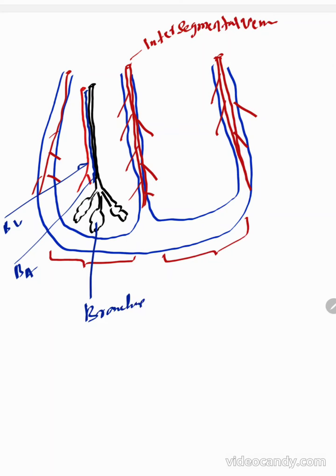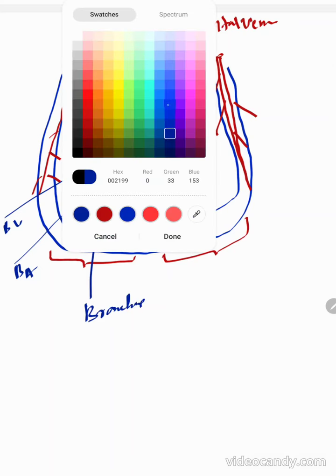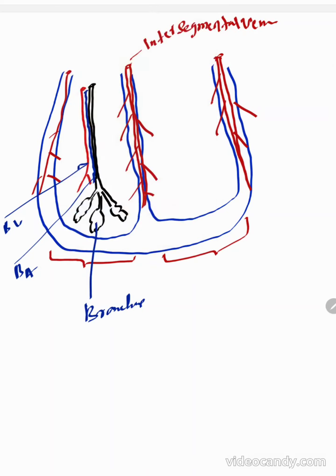In addition, we are having one more structure, that is the pulmonary artery. We have a pulmonary artery over there. Here is the pulmonary artery. It supplies this. The same structure is present over here also. Whatever structure is present over here, it is present over here also. Okay, so this is the bronchopulmonary segment.